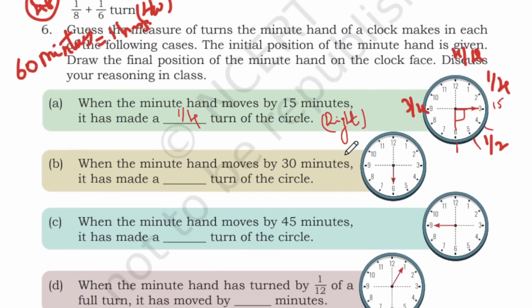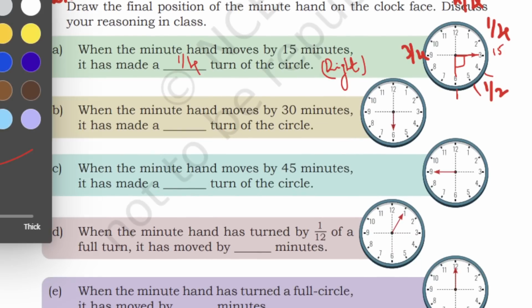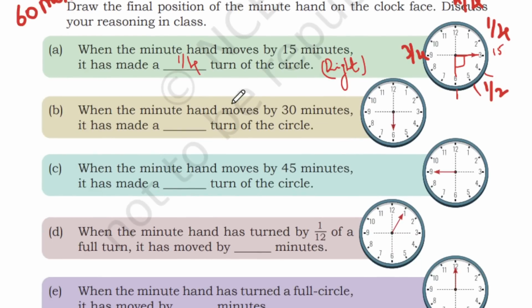Okay, next question. When the minute hand has moved 30 minutes, it has made dash of the circle. So 30 minutes: 5, 10, 15, 20, 25, 30. So it is going like this. So this is a what turn? Half turn. And it is also a straight angle.